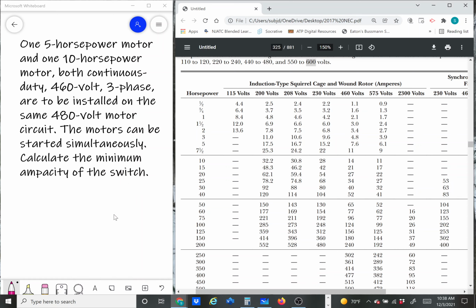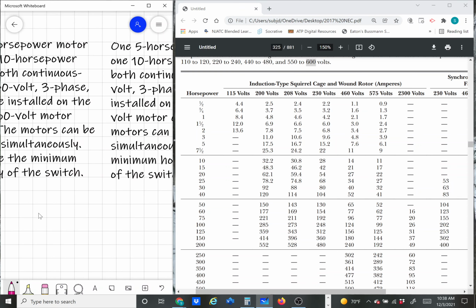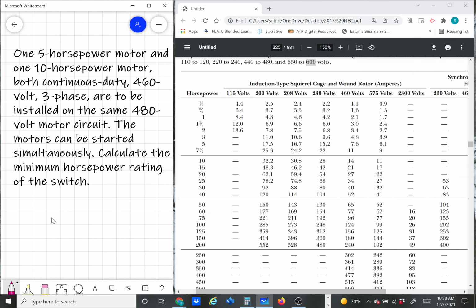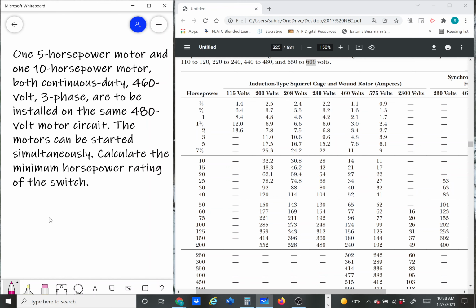Let's hope. All right, now I'm going to have the same two motors. One 5 horsepower motor and one 10 horsepower motor, still the same 460 volt three phase, installed on the same 480 volt circuit. It's the exact same thing, only now they're saying I have to solve for the minimum horsepower rating of the switch. Because I don't have any locked rotor current values, that helps me quite a bit in this case.